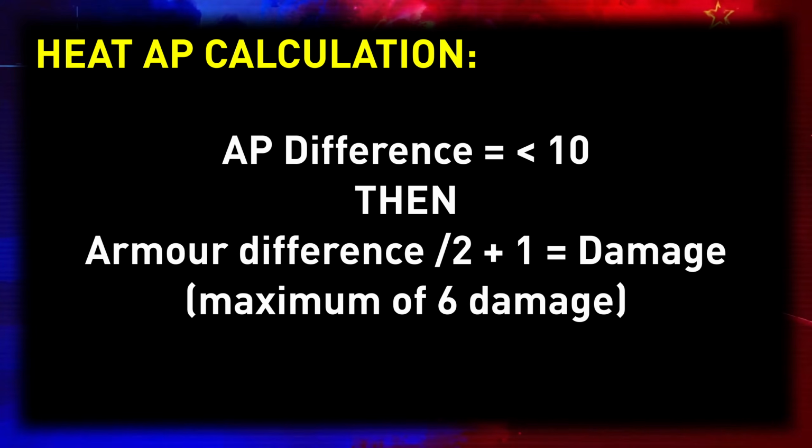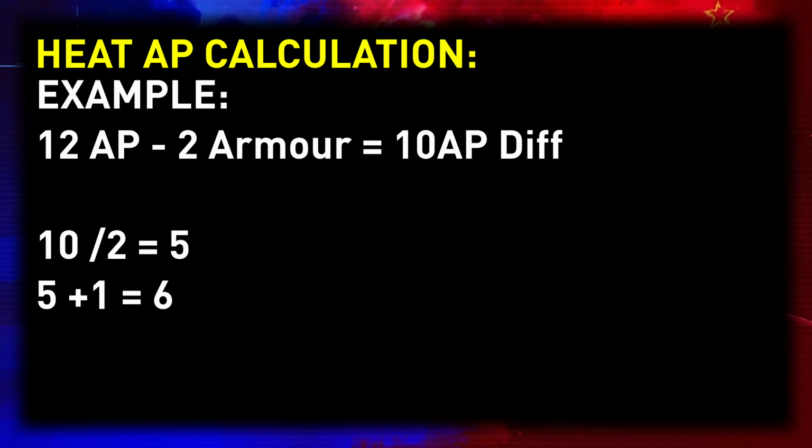For any difference that is less than or equal to 10, you take the resulting number, divide it by 2, and add 1 to get your damage number, up to a maximum of 6. So, for example, if I have 12 penetration and they have 2 armor, then the resulting difference is 10. 10 divided by 2 is 5. Plus 1 is 6, and that is the damage I would do to the unit.